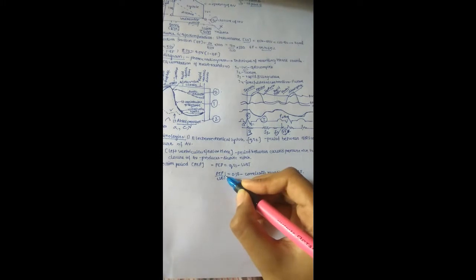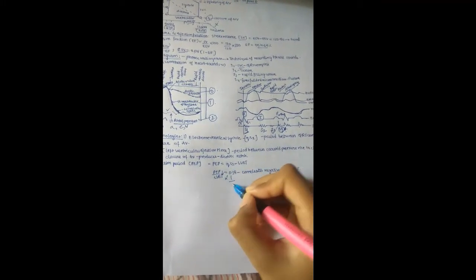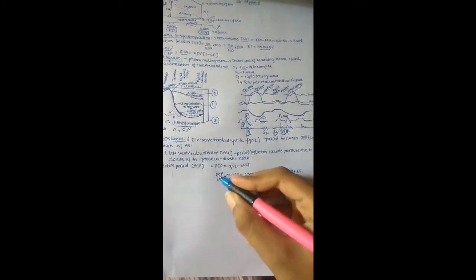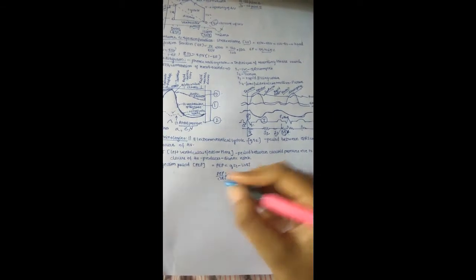And next comes the pre-ejection period. Pre-ejection period is QS2 minus LVET, that is left ventricular ejection time. The ratio PEP by LVET is equal to 0.35. This mainly correlates negatively with ejection fraction. That means if ejection fraction is high, then PEP by LVET is low; they are inversely proportional. If PEP by LVET is high, then ejection fraction is low.